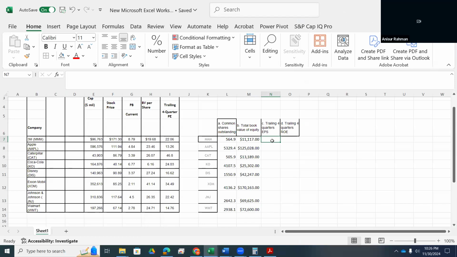So now, we have to find out EPS, trailing EPS. I'll enter equal. We have trailing PE, so price divided by EPS. And then we have stock price. So what we need to do, we need to take the price, divide by PE.